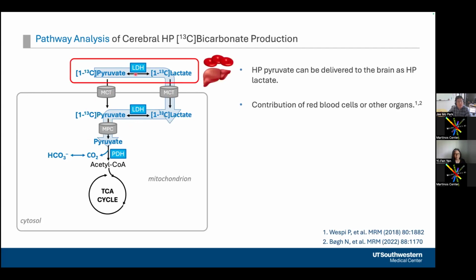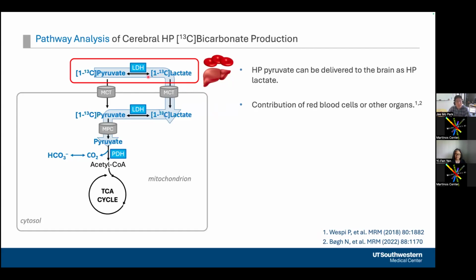Why is that? Because the circulating blood has red blood cells. Red blood cells don't have mitochondria, so they don't have oxidative phosphorylation, but they have lactate dehydrogenase. So you can actually create lactate in the bloodstream. Another possibility is other organs, like the liver. I think the first paper reported that by saturating the lactate signal from the liver, you can suppress a lot of the lactate signal in the blood. So other organs can also contribute to lactate production.